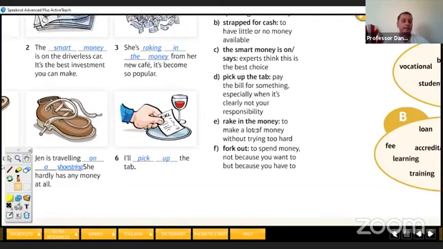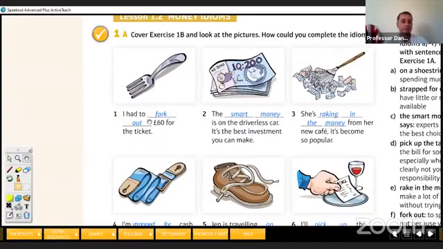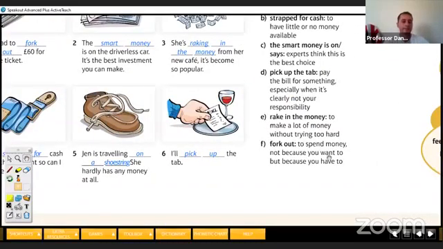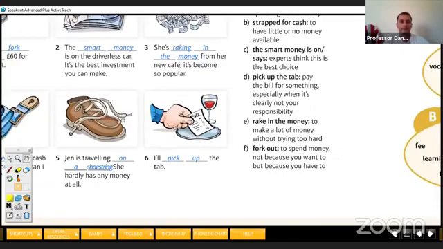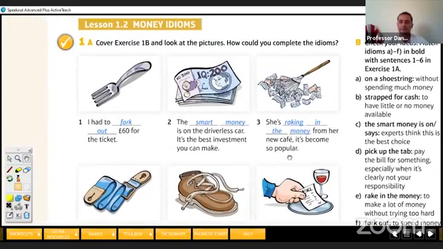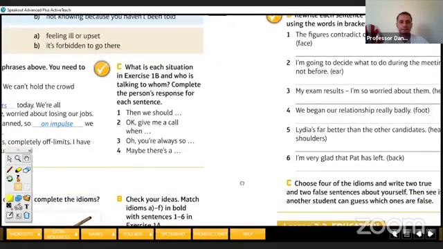Now, what's the meaning of fork out? Spend money, not because you want to, but because you have to. I had to fork out 60 euros for the ticket. I had to spend money. That's the meaning of fork out. So you spent money. I didn't want to, but I had to. Okay, so these are the definitions of these idioms. Let's go to the next part. Here we go.